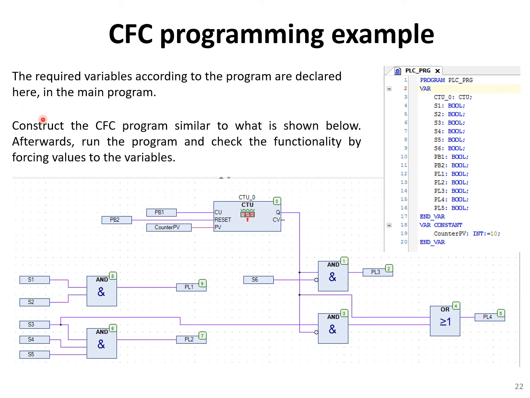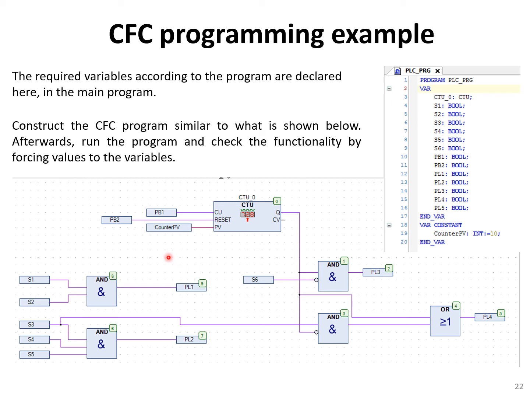The required variables according to the program are declared here in the main menu. So you start with the declaration of your variables, all the inputs, outputs, switch 1 to switch 6, and push button 1, push button 2, and pilot light 1 to pilot light 5. Okay, and you have also one constant here, which is preset value of the counter, which is 10.